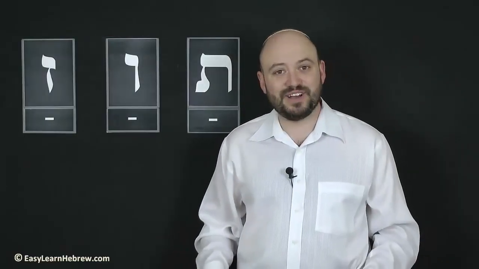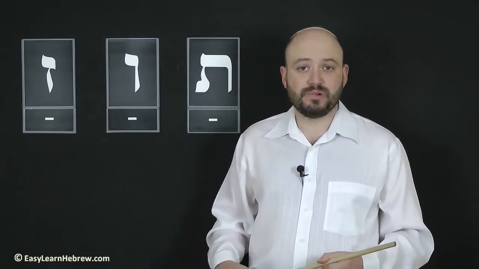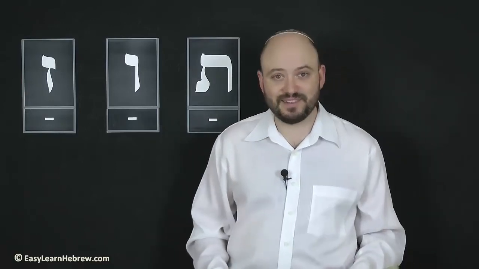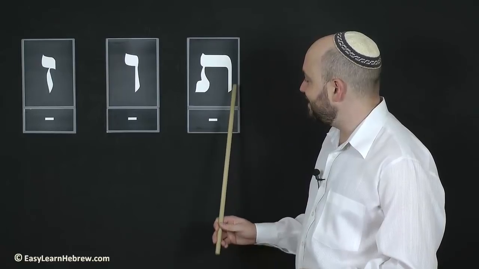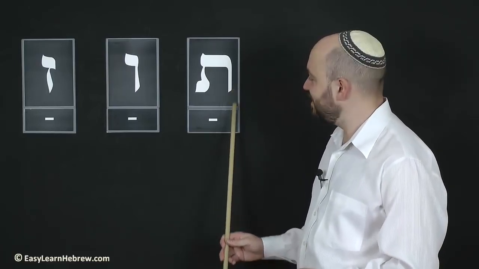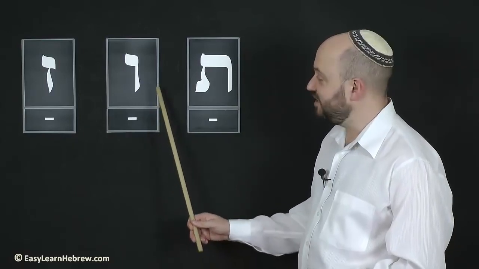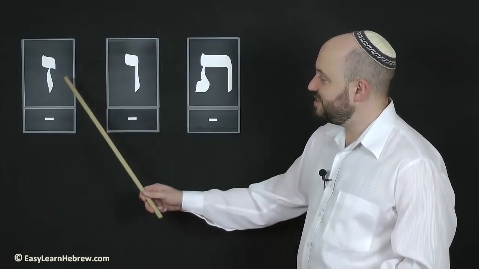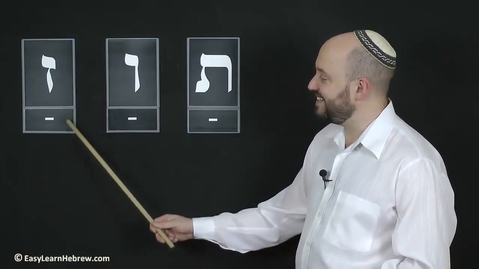Let's read the consonants and vowel we've just learned. A reminder, when we read Hebrew, we read from right to left, reading the consonant first, then the vowel. T plus a is ta. V plus a is va. Z plus a is za.